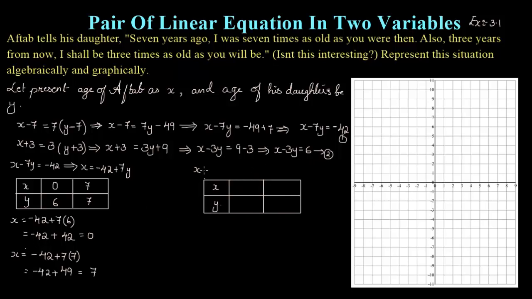So what is the second equation? X minus 3y is equal to 6. So for this equation also, let me keep one variable on the right and one variable on the left. So here I can observe x is positive, so let x be on the same side. Now y is negative, so I'll just shift it to the right side. So it will become x equals 6 plus 3y. Right?